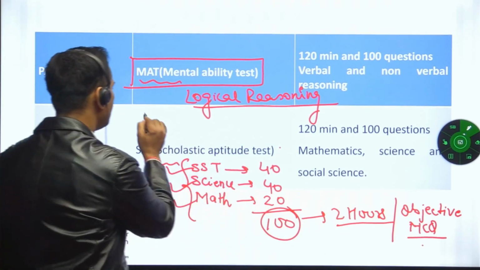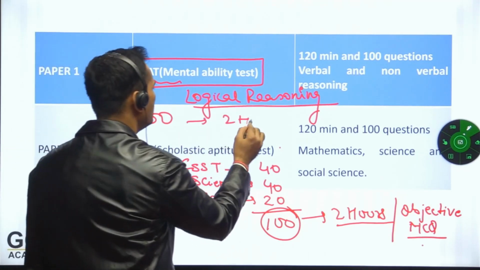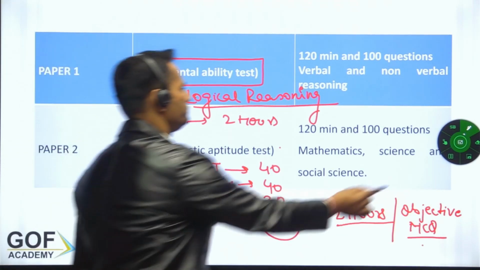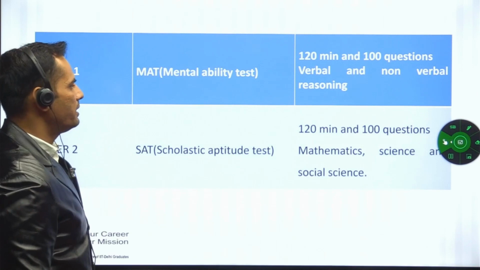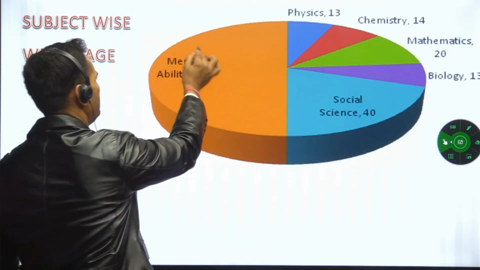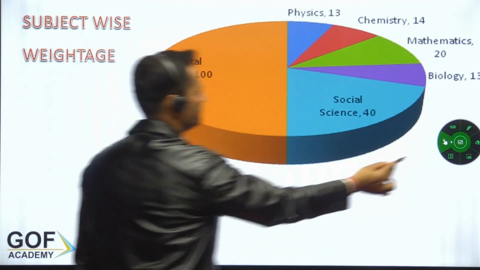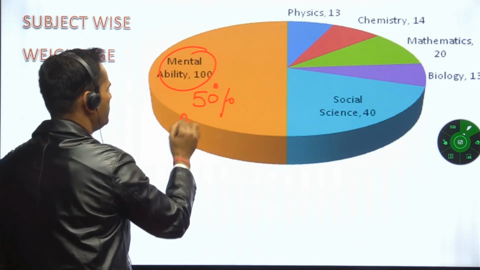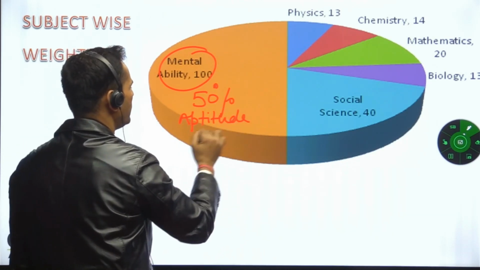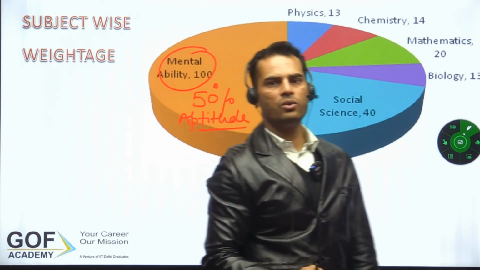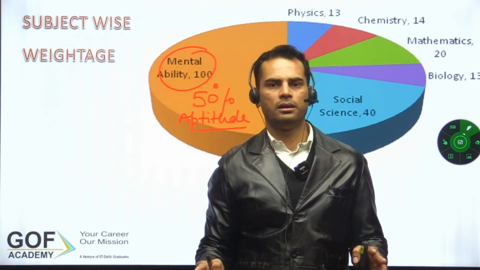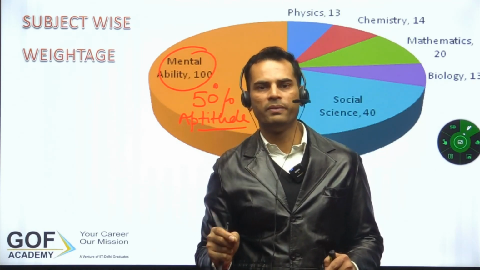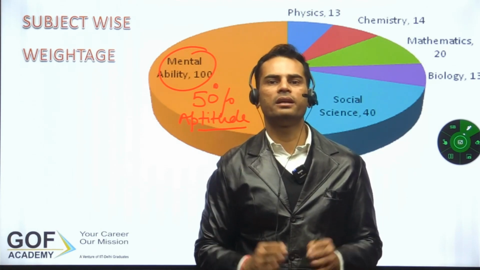And again, you get 100 questions from logical reasoning, for which time is 2 hours. So 50% of your paper, dear student, is on mental ability. 50% is based on aptitude, your logical reasoning sense, and that is why I said that the student who has good reasoning skill, or even an average student, has the potential to qualify this particular examination.